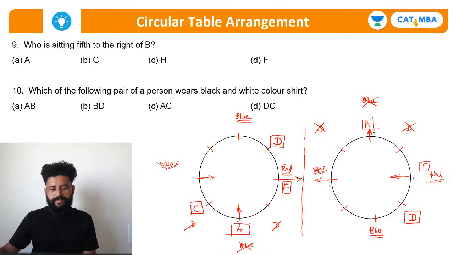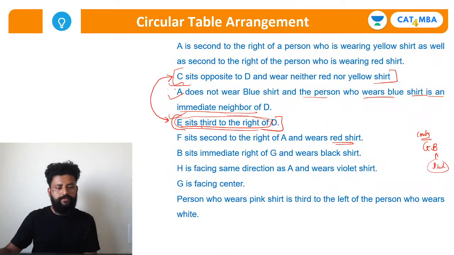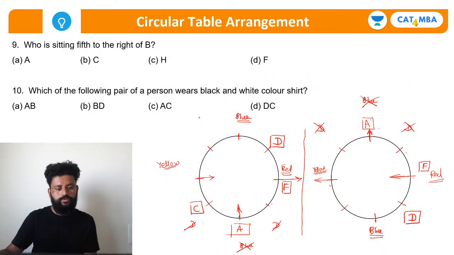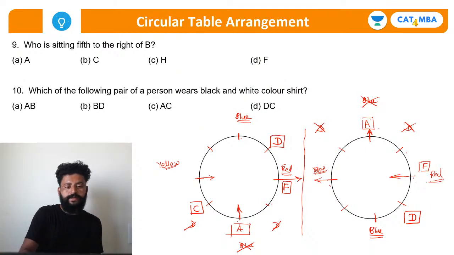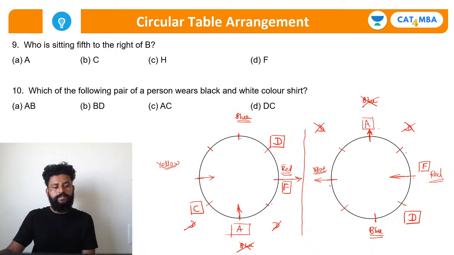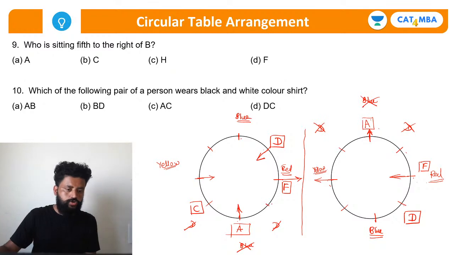1 cannot be here. D is here, 1 cannot be here. E cannot be here. Sorry, E sits third to the right of D. So third to the right of D, if he is facing outside 1, 2, 3, it's not possible. So he must face center 1, 2, 3 sits.